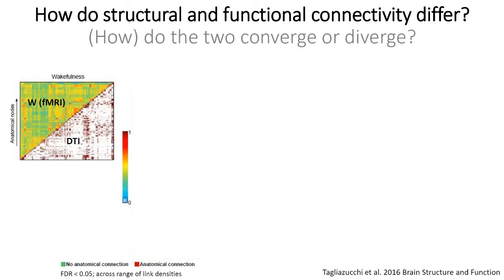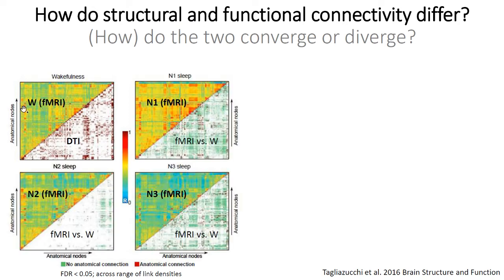Basically, I'm showing here on the lower part the DTI matrix, and on the upper part the functional matrices during wakefulness. And then I'm showing, again, above the diagonal, different stages of sleep, and below the diagonal I'm showing the statistical comparison. So basically, in which regions we find the difference in N1 sleep, N2 sleep, and N3 sleep. And we label them differently depending on whether this change in connectivity is located between two regions that share a direct anatomical connection or not. So this can be summarized as follows.